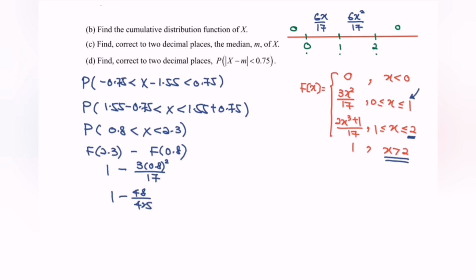So simplify the situation. So we will have the probability that the modulus of x minus 1.55 is less than 0.75 equal to 377 over 425, or you may express the situation as 0.887. So as a conclusion, correct to 2 decimal places, we have our final answer 0.89.